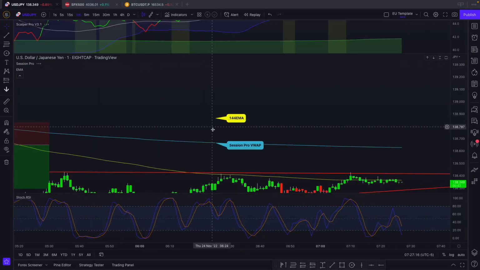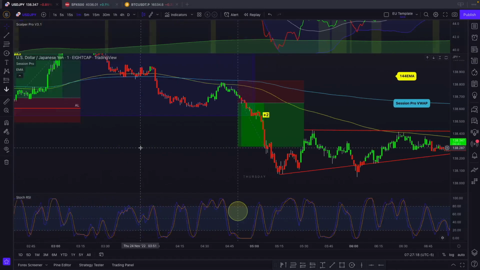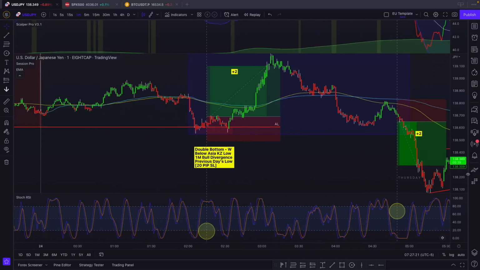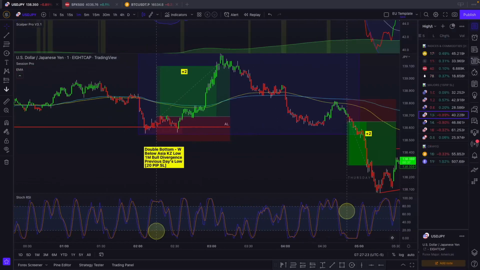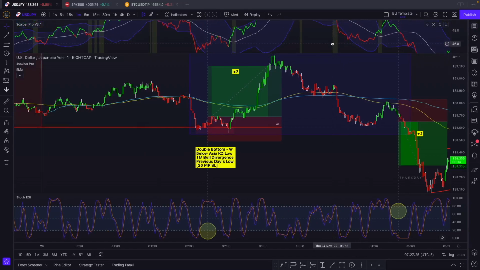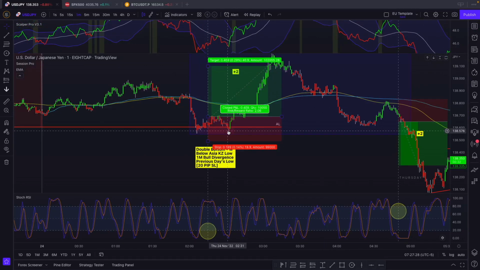If we check the 1-minute chart, we can see the price action a little bit better. We formed a beautiful double bottom. Let me actually close this tab again and pull down the Scalper Pro. We turned bullish right after we formed our second bottom.